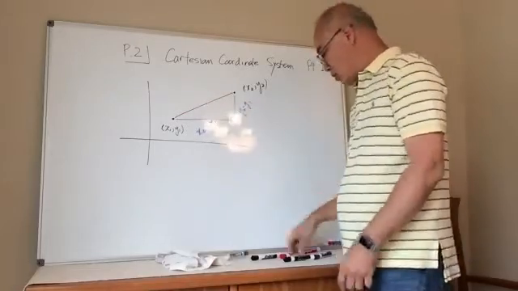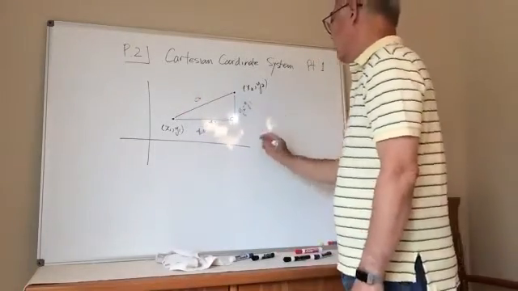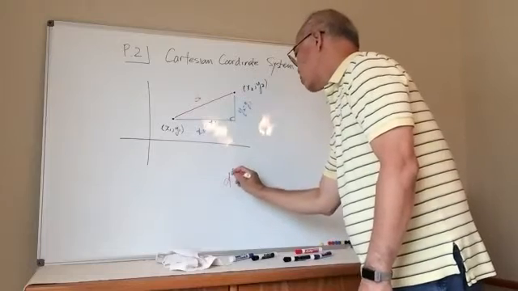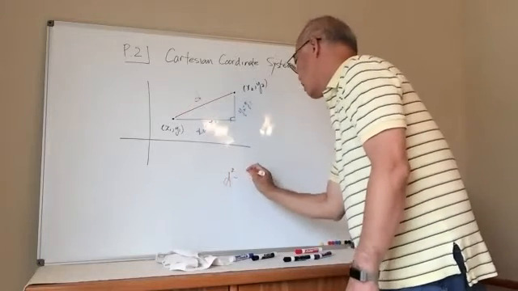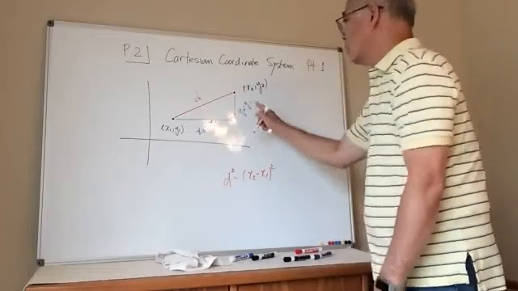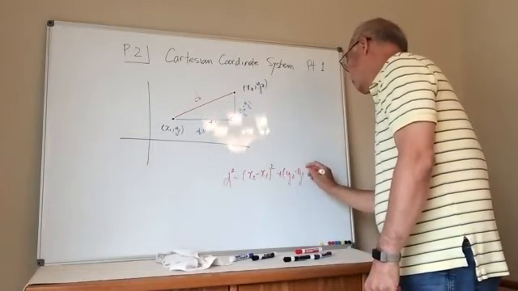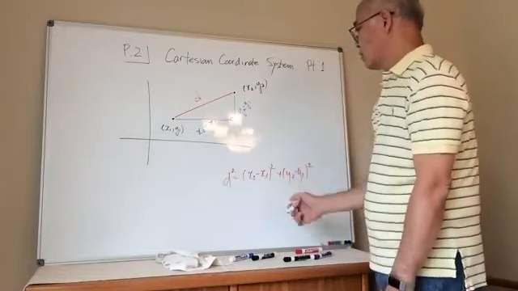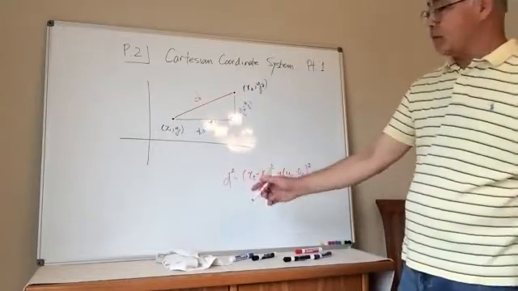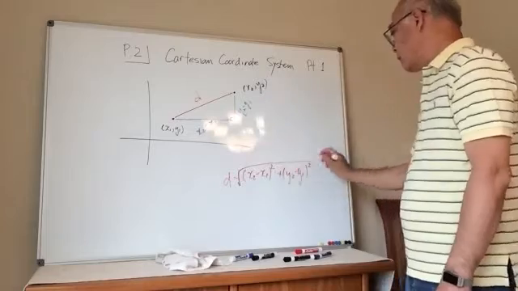In other words, the distance that I was looking for, so the distance squared, is this guy squared plus this guy squared. And so that is the Pythagorean theorem. So D is going to be that.